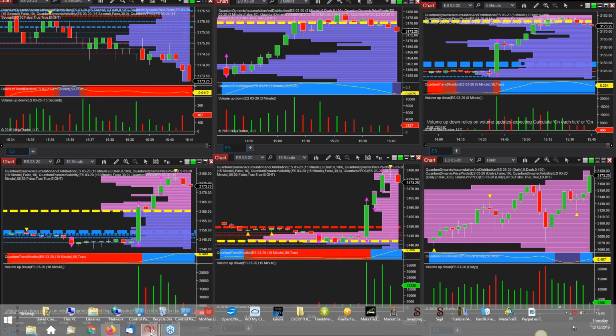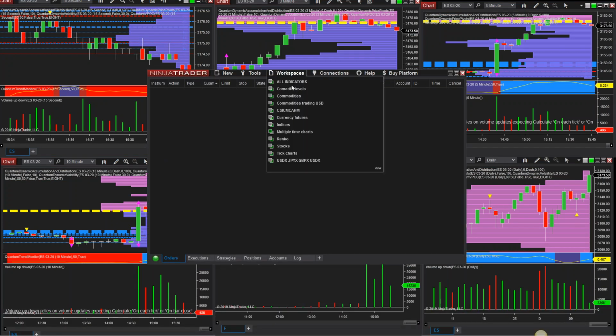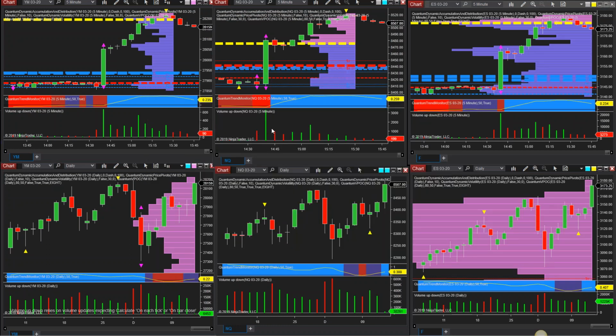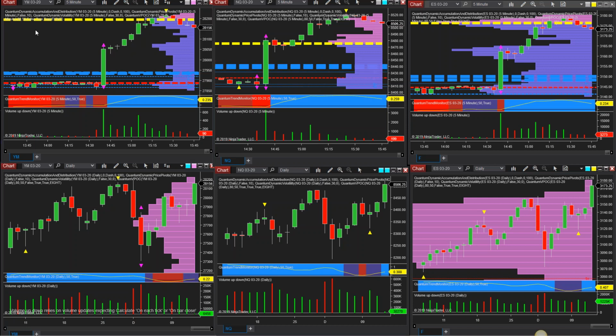In fact, let's start with all three together. Where are we? There we go. That's what's been going on so far. This is the YM top left, which is the E-mini futures contract for the Dow Jones cash market. This is the NQ for NASDAQ 100, and this is the ES for S&P 500. So those are all the futures contracts.